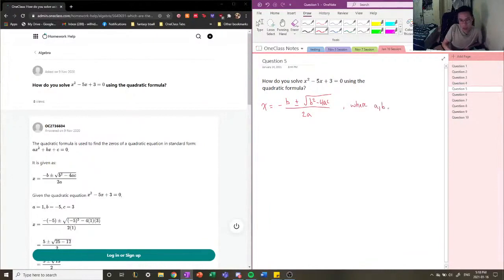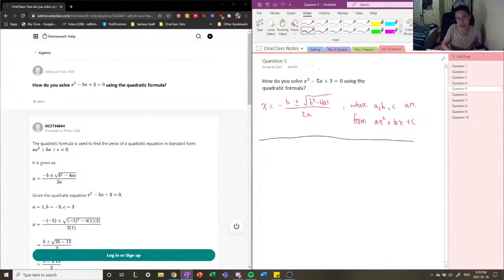a, b, and c are the coefficients of ax squared plus bx plus c, which are the coefficients of your quadratic equation or quadratic function. So basically by plugging in your coefficients here and solving for both the positive and the negative, you're able to find the zeros that will solve this quadratic function. All right, so let's do it for this one.